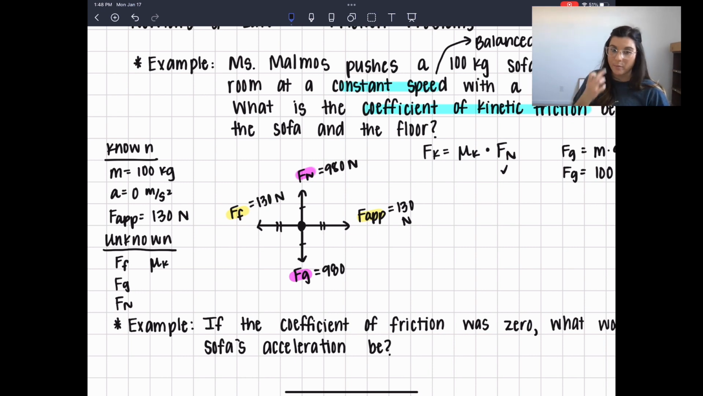So my force diagram is really helping me out a ton here with figuring out what I know and what I don't know. It's guiding my thought process almost. So now I've got enough information that I could plug into this equation and solve for my missing variable. So I'm going to do just that.